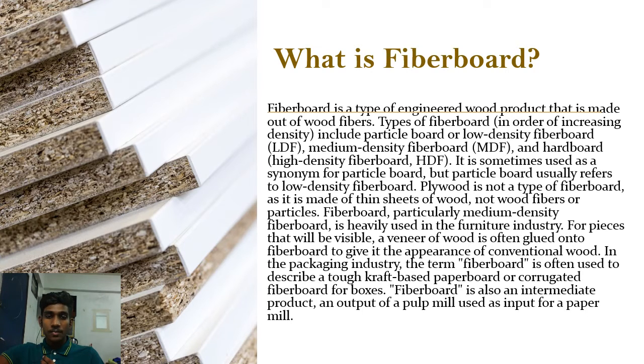For pieces that will be visible, a veneer of wood is often glued onto fiberboard to give it the appearance of conventional wood. In the packaging industry, the term fiberboard is often used to describe a tough kraft-based paperboard or corrugated fiberboard for boxes. Fiberboard is also an intermediate product and output of a pulp mill used as input for a paper mill.